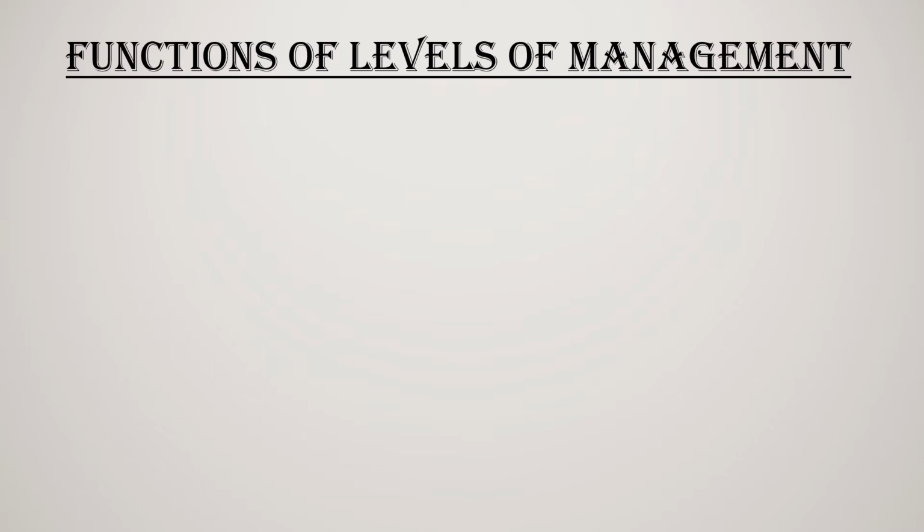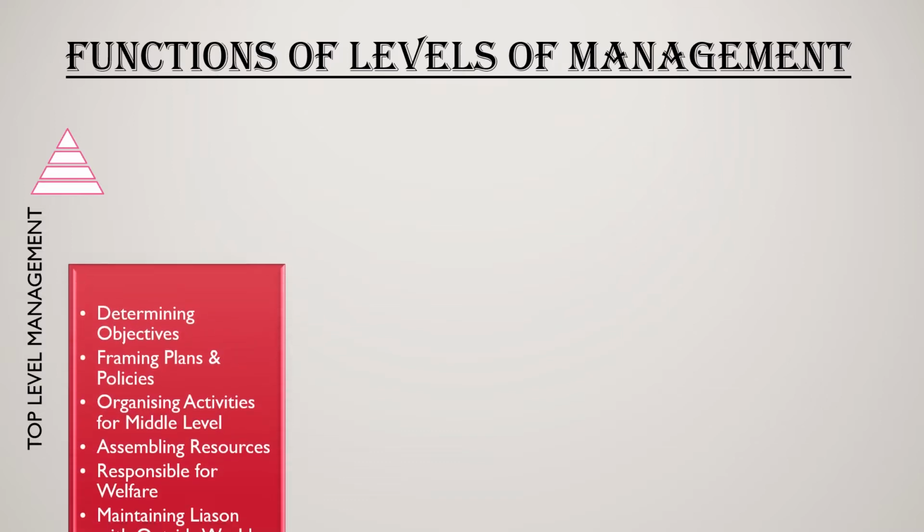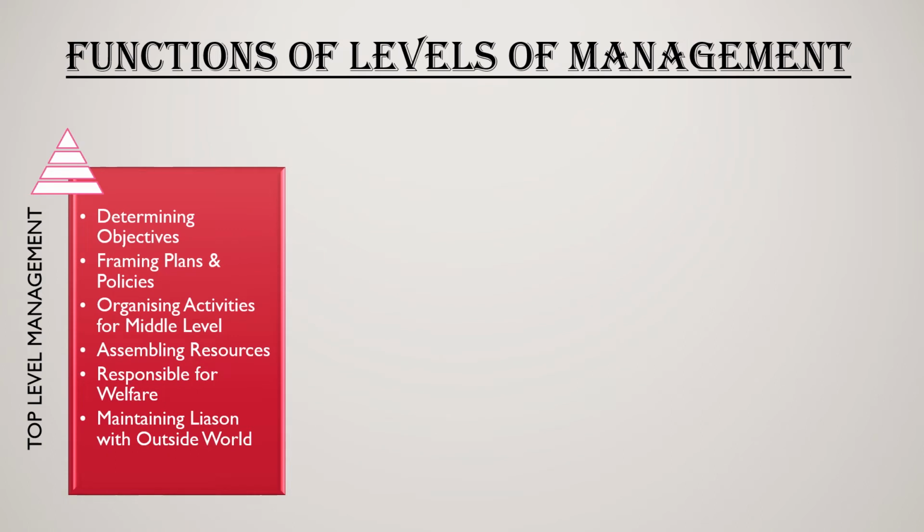Next is, what are the various functions at different levels of management? The very first we are explaining here is top level management. Basically, the top level management, people like the board of directors, chairman, general managers, are responsible for determining the major objectives of an organization. For example, an organization aims at getting growth of at least 10% in their profits in the next 6 months. So this will be determined only by top level management.